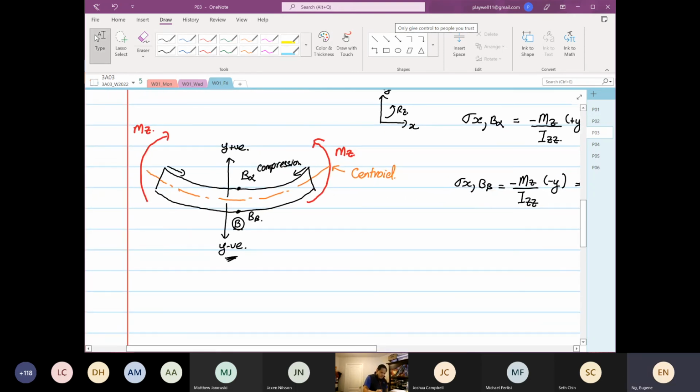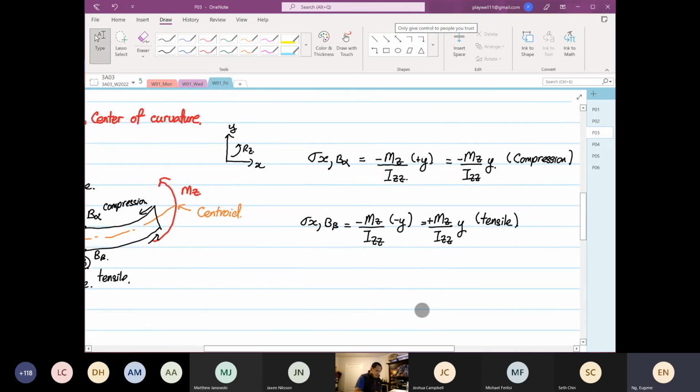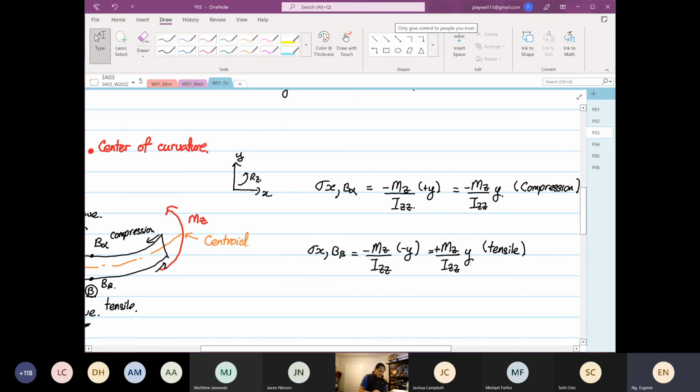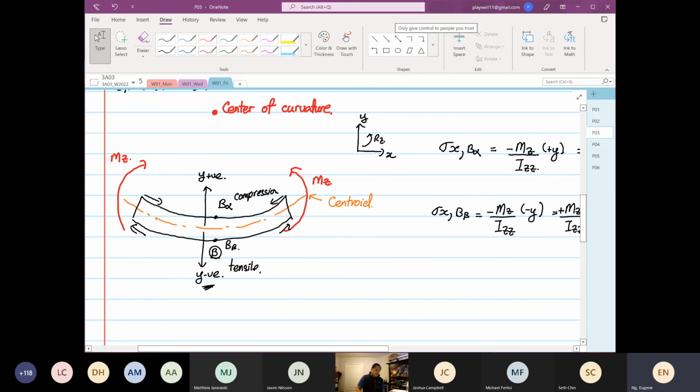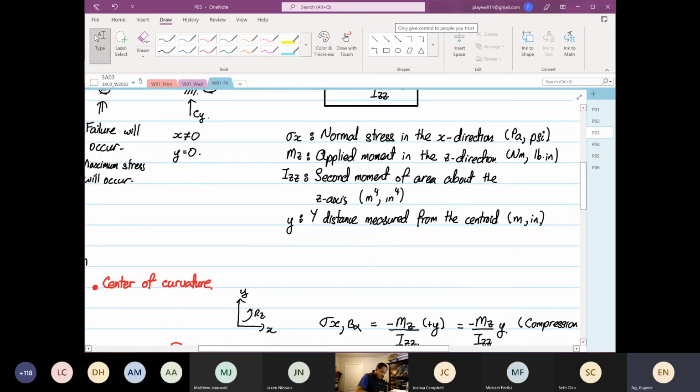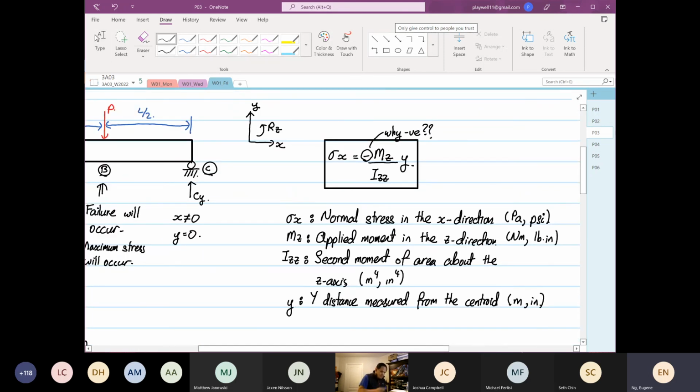So likewise, you can see over here, right? This end is in tensile. Okay. So that's why we have a negative sign, to make sure that the stresses are right. That's why we have a negative sign over here to make sure that the stresses are correct. But it's all dependent on the what? On your y, whether it is positive or negative.